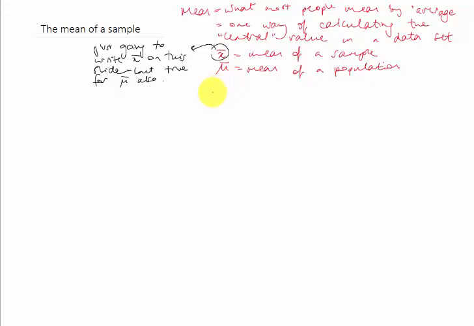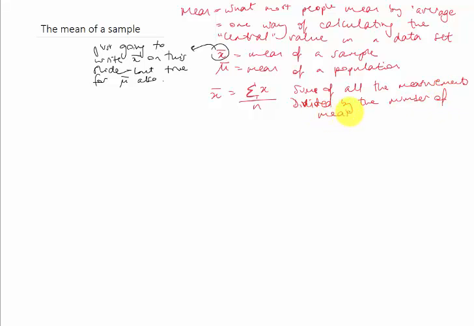Alright, and here's the most important thing. So x, or mu, is equal to the sum of all the x's over the number of values. So we can say that's the sum of all the measurements divided by the number of measurements.